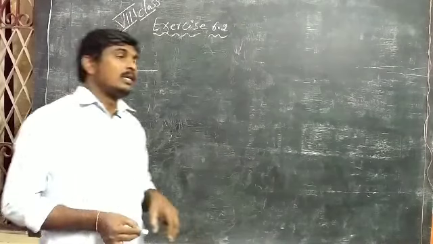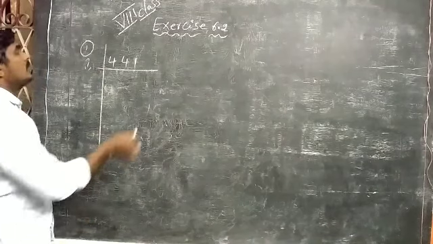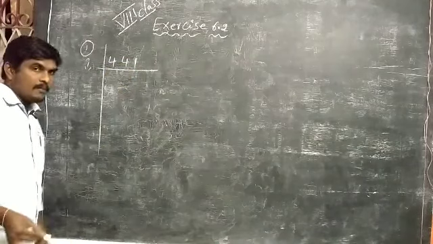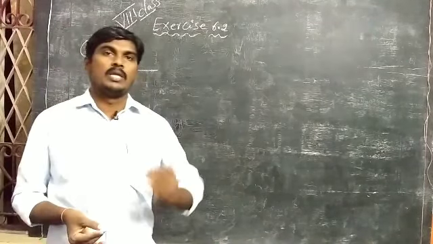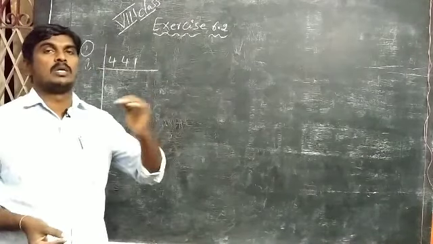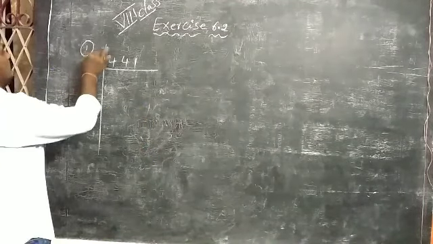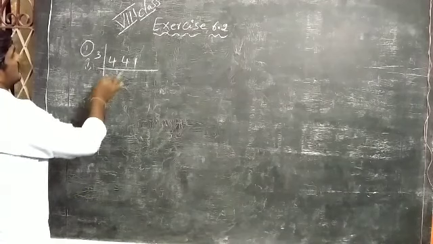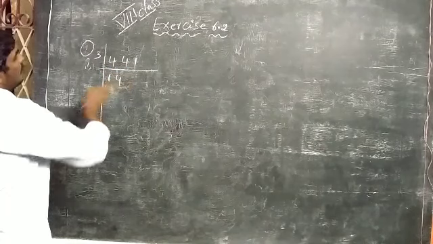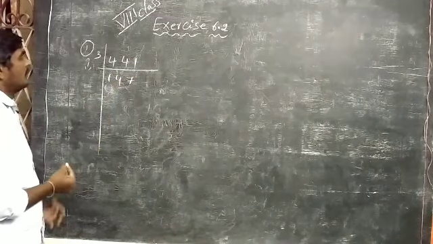And then 3. Is 3 possible? How to verify by 3? 4 plus 4, 8. 8 plus 1, 9. The 9 is divisible by 3, so the entire number is also divisible by 3. Like that, according to the rules for particular numbers, we can decide. So the 3 table. 3 ones are 3. Remaining 1, 14. 3 fours are 12. Remaining 2, 21. 3 sevens are 21.